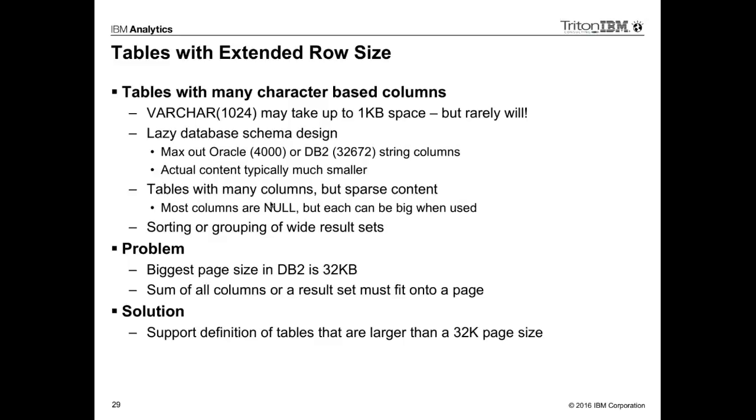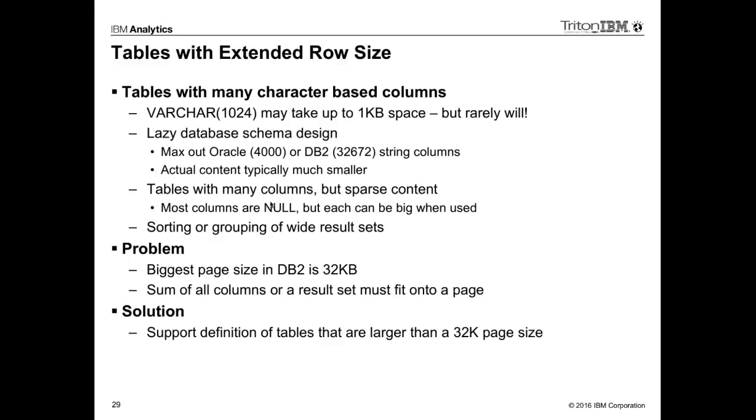So in 10.5, we introduced this lazy allocation thought that said, okay, we know you've designed a table here that's greater than 32K in size, but that's okay. We'll let you define it. When you actually create the row, if it doesn't fit on the 32K size, we'll spill it into a long field. It's automatic. You don't see it. But it will allow you to create tables that actually exceed 32K that could be up to a meg in size.